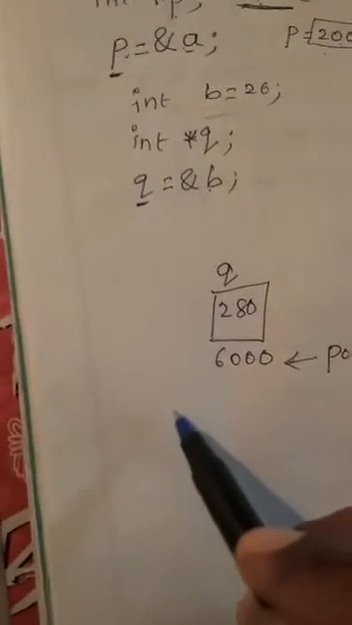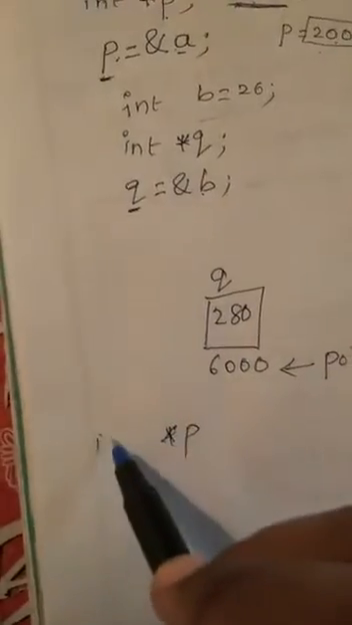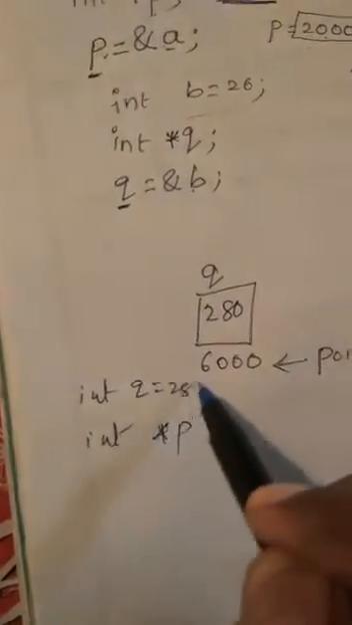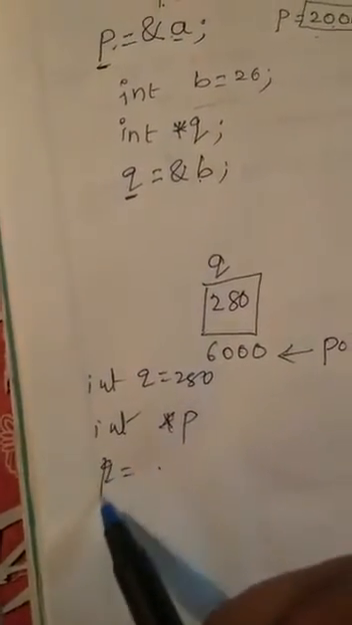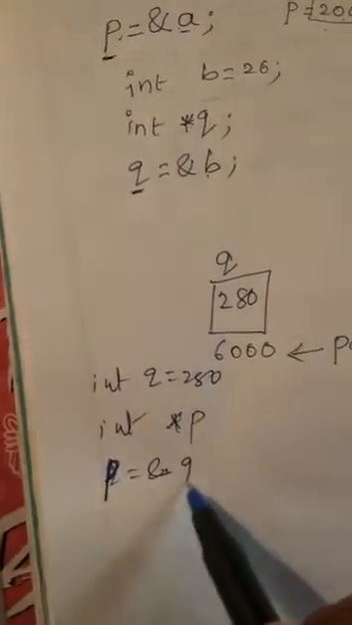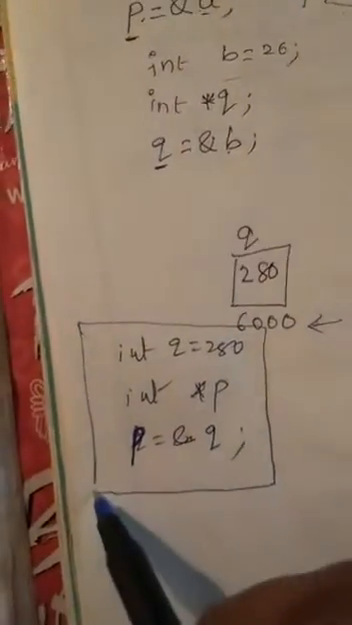So we use it like this. Here, suppose p is a pointer. q is the variable, and p is equal to address of q. So in this way we represent pointers in a program.